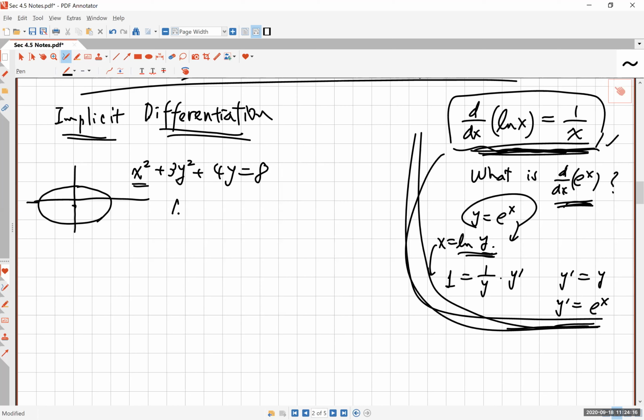All right, now this ellipse goes through the point 1, 1. Plug in 1 here, 1 here, 1 here, and you will see 8, right? So this point (1, 1) clearly belongs to this ellipse because it satisfies the equation. What is the slope at this point, 1, 1? Okay, and of course it's going to be negative.